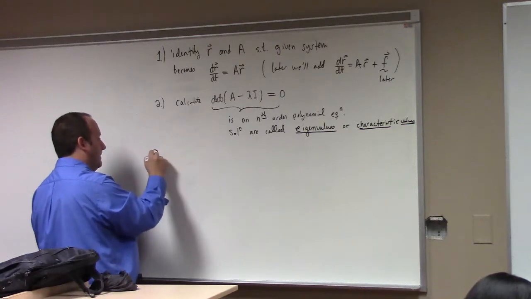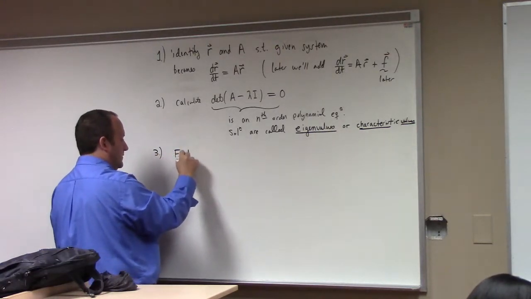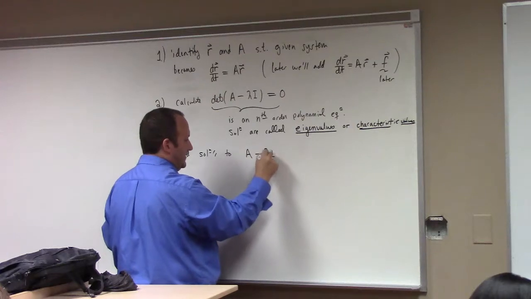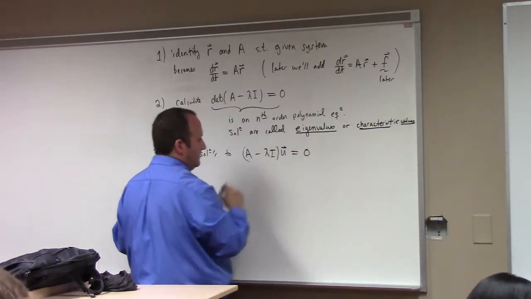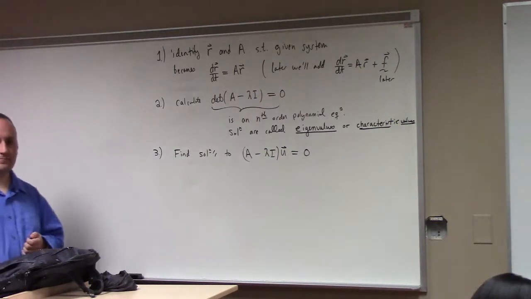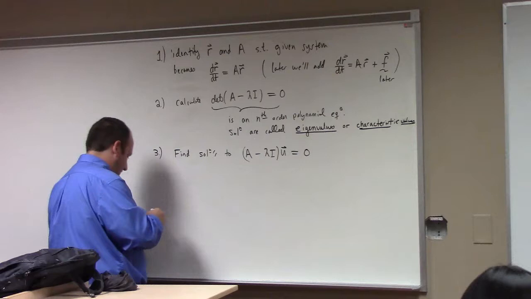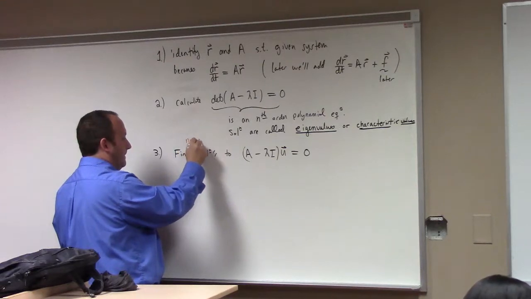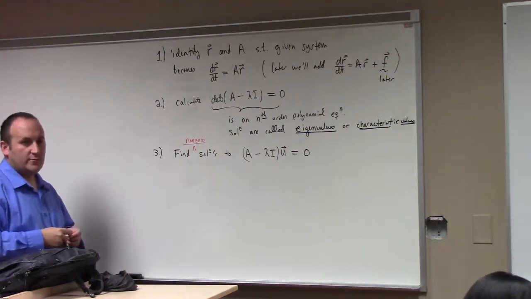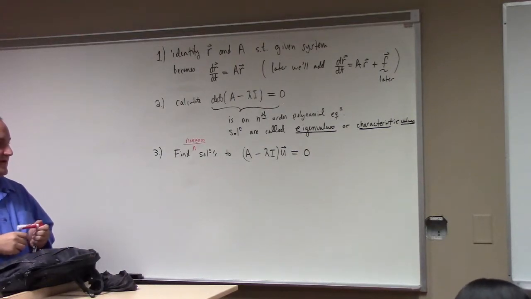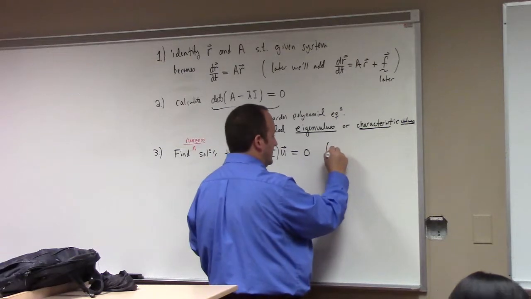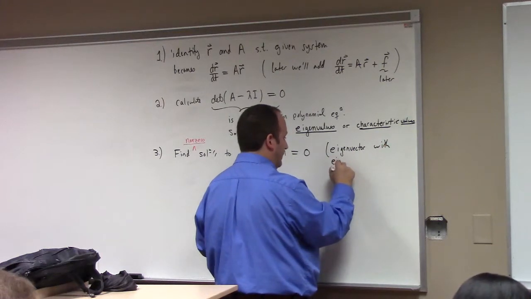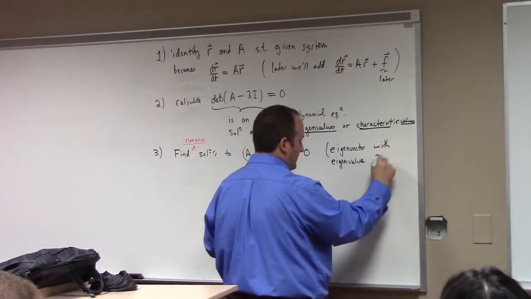Then step 3 is you find solutions to (A minus lambda I)u equals 0. All right? And I should emphasize here, put it in red, this is important, non-zero solutions, right? What are these non-zero solutions called? Eigenvectors, right? So these are eigenvectors. This gives us an eigenvector with eigenvalue lambda. All right?